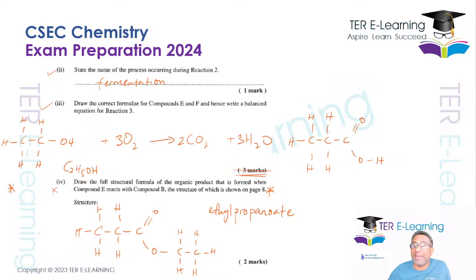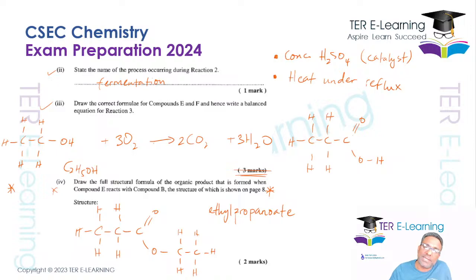If you want to make an ester, there are 2 conditions required. You need to use concentrated sulfuric acid as your catalyst, conc H2SO4, right? Catalyst. I see a lot of people saying UV light. Nope. So this is a catalyst. Sometimes in the exam they ask you, what is the purpose of the concentrated sulfuric acid? If you just put H2SO4, you get 0. You must put concentrated. And we need to heat this under reflux. So heat under reflux. That's the answer here. Those are the conditions required if you want to make an ester.